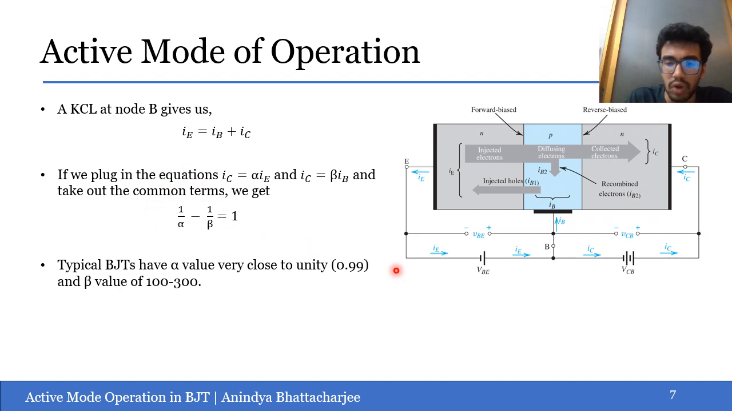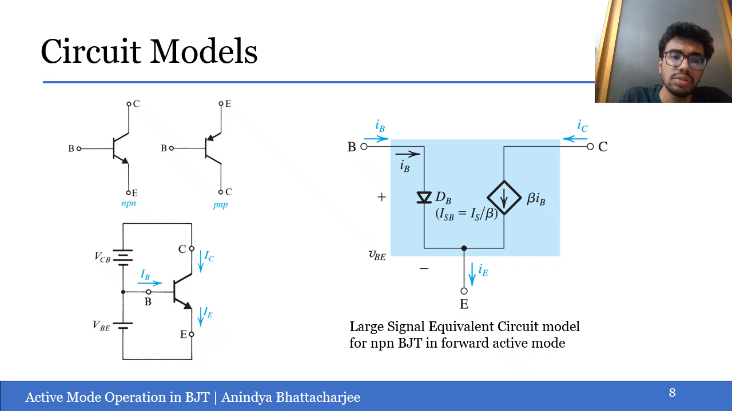In a typical bipolar junction transistor, alpha is very close to 1, but it's always smaller than 1. So typically 0.99 or 0.999 is a typical value, and the beta value is typically 100 to 300 based on our design choices.